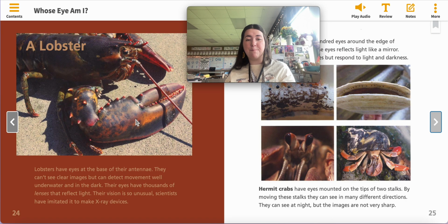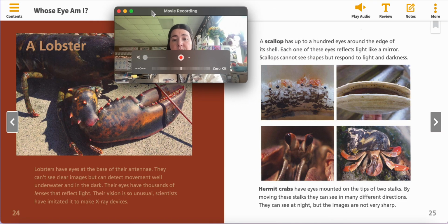Let's see. A lobster. Lobsters have eyes at the base of their antenna. They can't see clear images but can detect movement well underwater and in the dark. Their eyes have thousands of lenses that reflect light. Their vision is so unusual, scientists have imitated it to make X-ray devices.